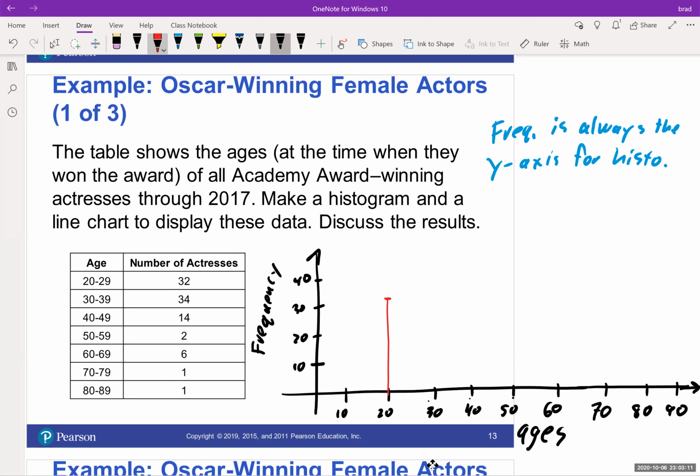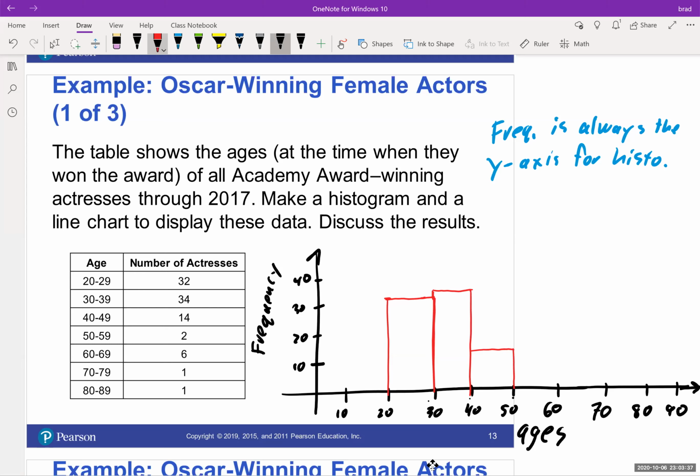So I'm gonna go from 20 to 30, but I know it's actually 29, right? Then let's go from 30 to 39, that would be 34. So that's just gonna be a little bit higher. And let's go over here. Okay, and then the next one is from 40 to 49, that's 14. So that's gonna be right about here somewhere, right?